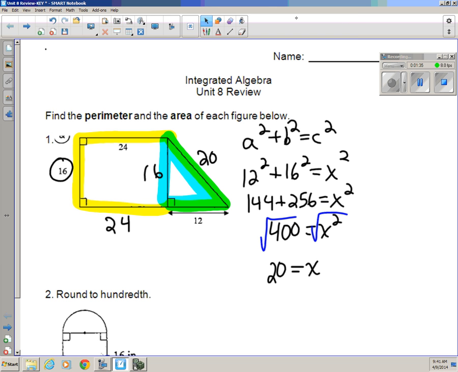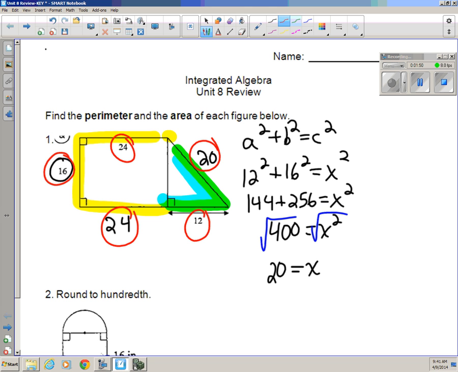So if I want to find the perimeter, I'm just going to add up all the straightaways, but I'm not going through my figure, right? So I'm going to add 16 plus 24 plus 12 plus 20 plus 24. The perimeter, once you have your calculator, comes out to be 96 units.